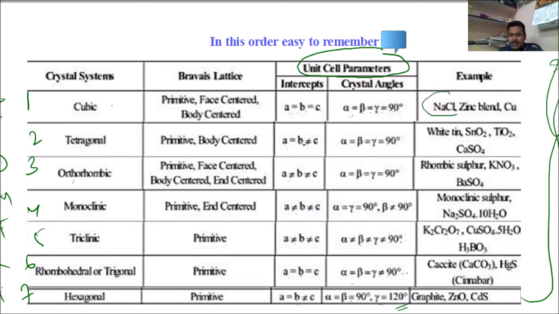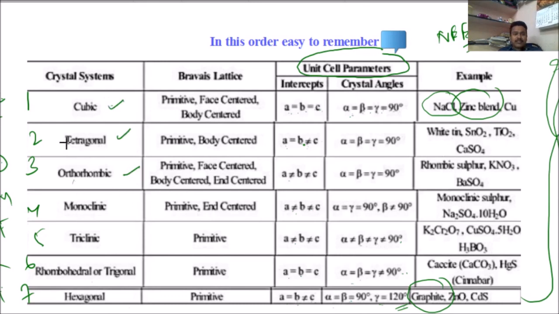Here NaCl, zinc blende, graphite, these are very well known examples. If you are capable to remember, you can remember, but the question will come on this. In the NEET exam and all, what type of question can come? They will give these parameters to you: alpha, beta, gamma values, A, B, C values. Based on this only, you have to say which crystal system it belongs to.